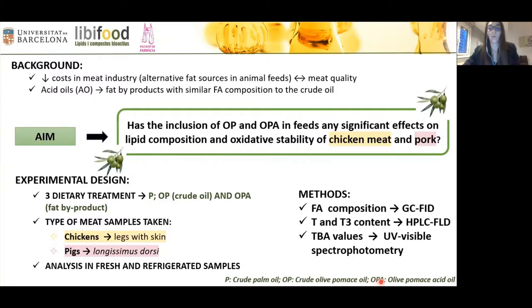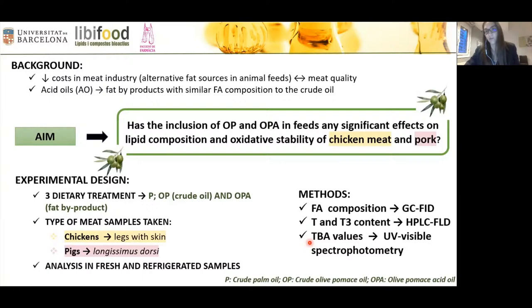The type of meat samples taken in the case of chickens were legs with skin, and in the case of pigs were loin. We performed the analysis in fresh and also in refrigerated samples. And the parameters we considered in lipid composition were fatty acid composition and tocopherol and tocotrienol content, which as vitamin E compounds have antioxidant properties. And for oxidative stability evaluation, we performed thiobarbituric acid values determination.